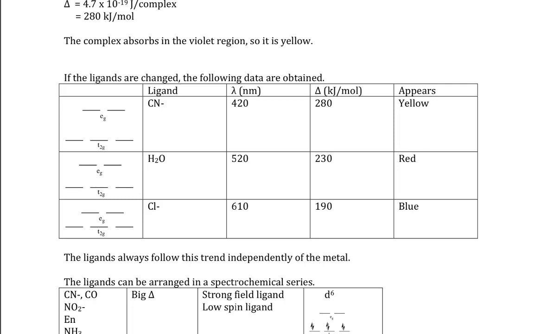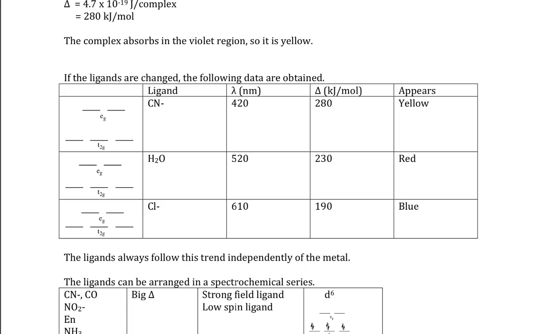Now, if instead of this titanium 3+ with 6 CN minuses, we have 6 waters and did the experiment to measure the peak absorbance, we would find it's 520 nanometers. From that, we would calculate delta to be 230 kilojoules per mole. So verify that yourself, that you would get that number. Given where it absorbs light, if we look back at the spectrum, we might predict that it's absorbing in the green region, so we would guess it would appear red.